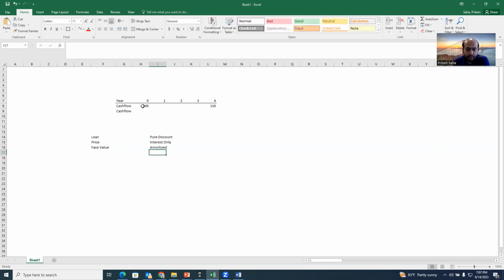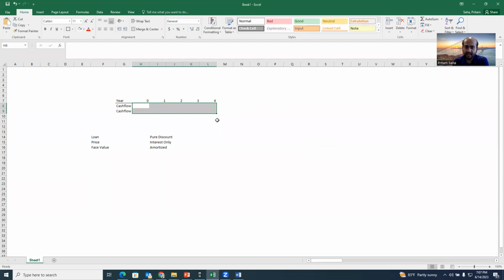So when you say pure discount loan, that means today the loan will be issued at a discounted price, lower than the face value, so that in future the borrower will pay the full face value. But in between, there will be no interest payment.